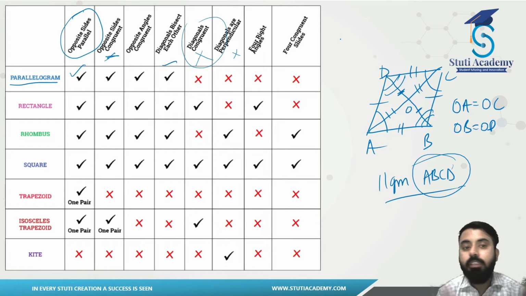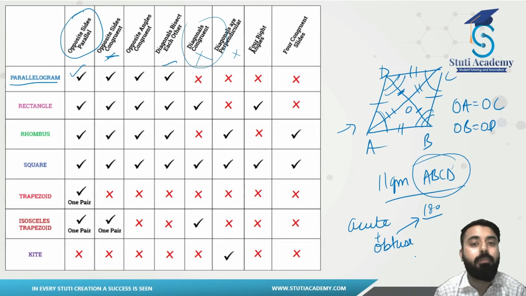Four right angles cannot be possible because in the case of parallel lines, the sum of adjacent angles is always 180. But in the case of a parallelogram specifically, one angle will be acute, another will be obtuse, and together they will be 180. So that is the main thing regarding a parallelogram. I hope you guys are able to recall this one.